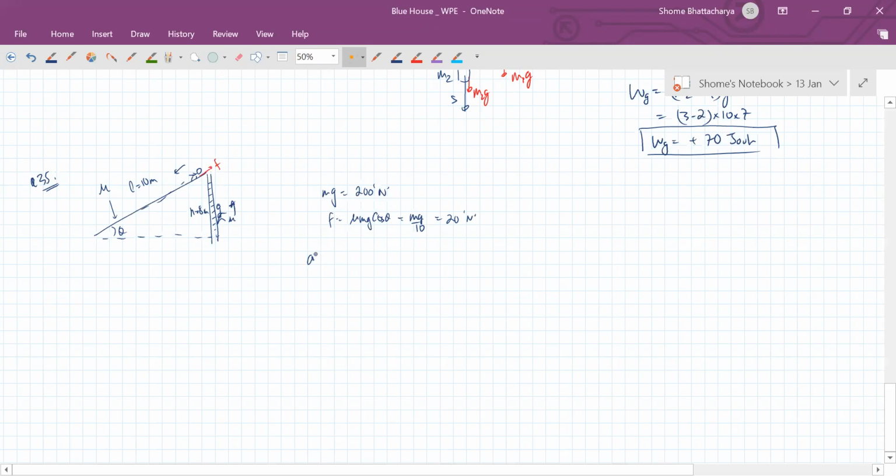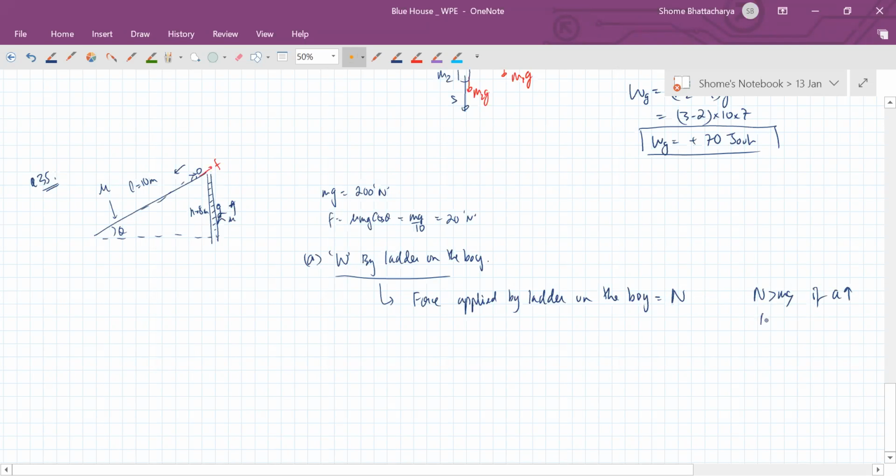So first thing is, what is the work done by the ladder on the boy? You'll understand something very interesting: when the boy steps at any point on the ladder, the force applied by the ladder on the boy is equal to the normal reaction. Normal reaction will in general be greater than mg if the boy is accelerating upwards while climbing, and N will be less than mg if the boy is accelerating downwards.